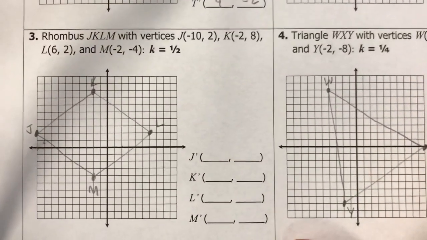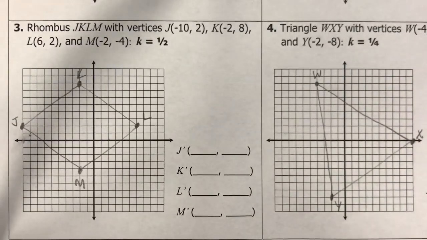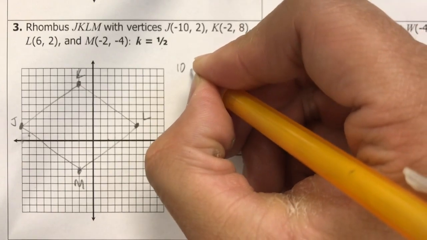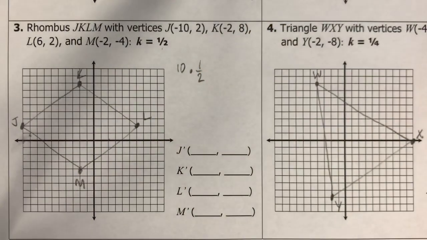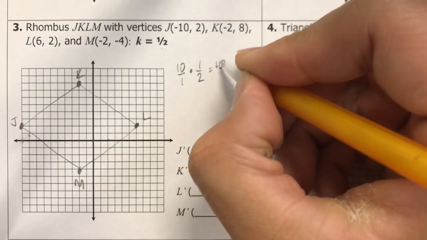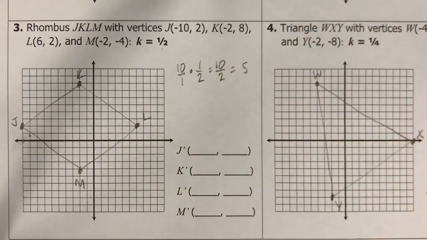So now if we look at number 3, I'm going to use the mathematical method. So I'm not going to count or anything. I'm just going to use the math method. So here, we want to multiply this by 1/2, and so we would get 10 times 1/2. Well, 10 is a fraction, and so if I multiply this, I would get 10 over 2. But if I simplify this, 10 divided by 2 is 5.